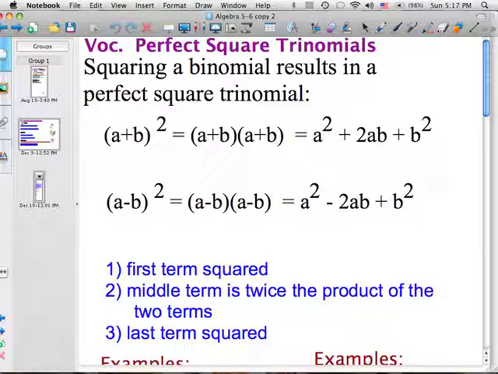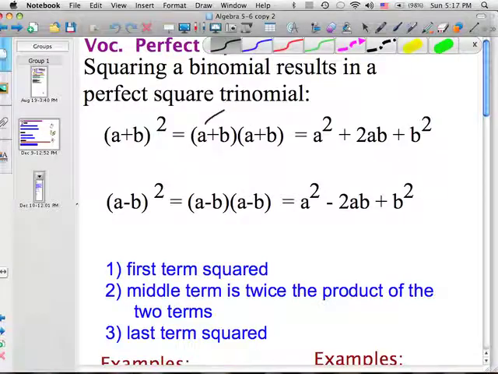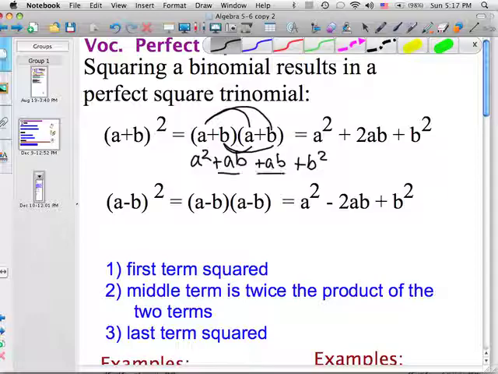So if I take a plus b quantity squared, that's to take a plus b times a plus b. And when I do first terms, I get a squared. Outer term I get ab, inner term I get another ab, and last terms I get positive b squared. So these two middle terms are repeated, and that's why it always comes out to be the first term squared, the middle term is twice the product of these two terms, and the last term is squared.